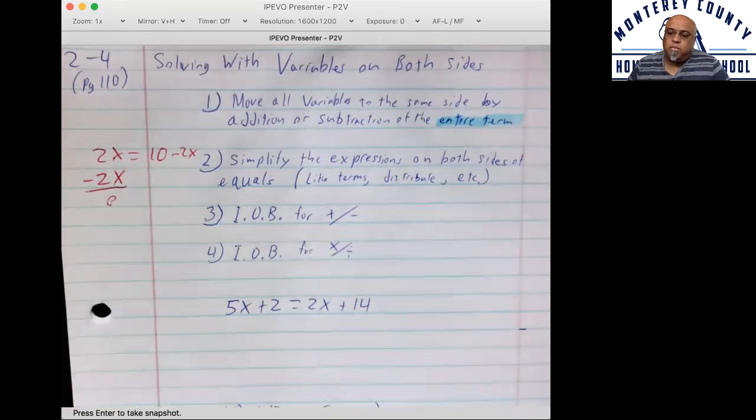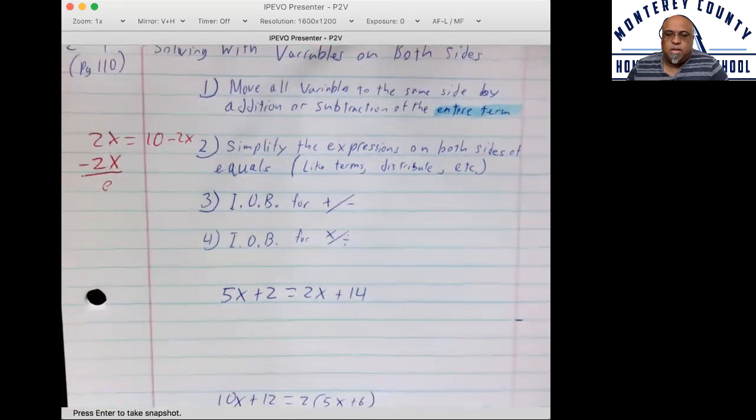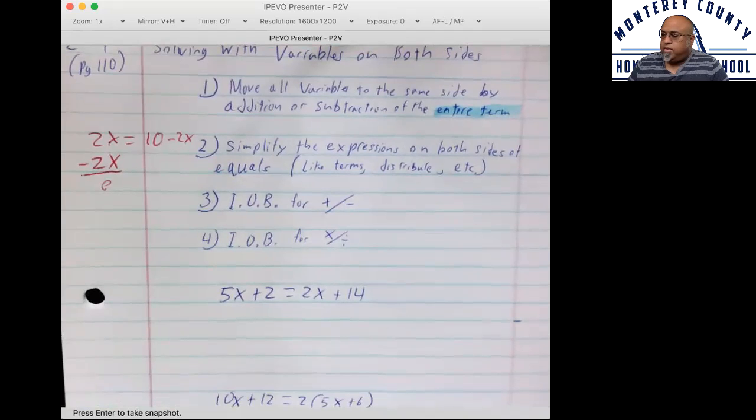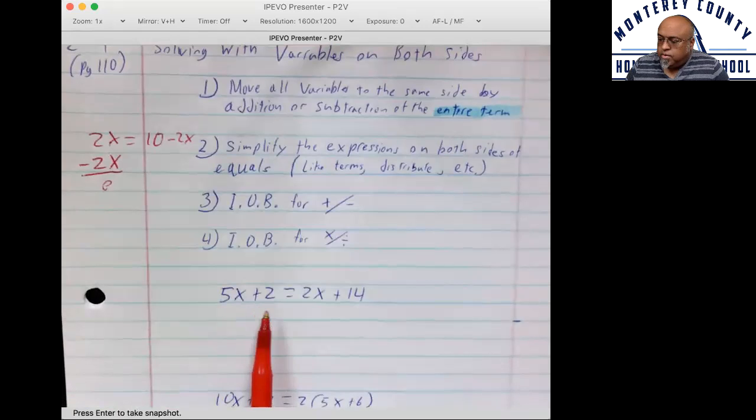Now, the most common variable we use is x, so I'm going to stick with that unless I'm given a good reason not to. I have some problems here for you. These are problems directly out of the book, so if you want to look at them again after this video, of course you can watch this video again, but you can go to the book. All right, so I have 5x plus 2 is equal to 2x plus 14.